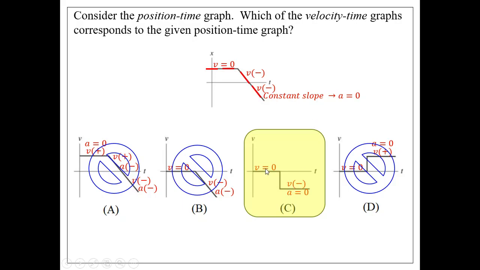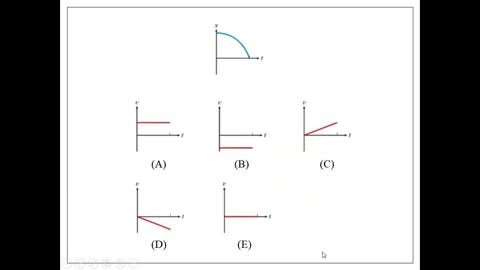You start off motionless, all of a sudden you start moving in the negative direction at a constant rate, meaning a is equal to 0. So that's choice C. Okay. All right, let's do this one.